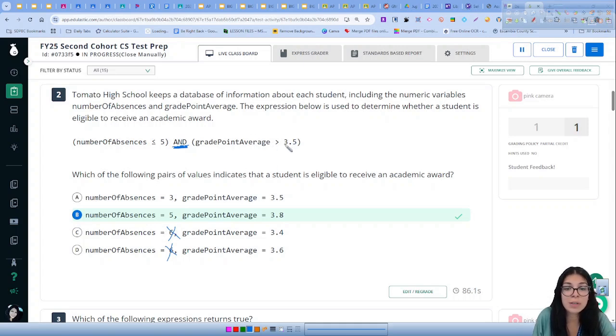And then the grade point average has to be greater than 3.5. So exactly 3.5 would not work. And 3.4 is obviously not greater than 3.5. So based on this, the only one that would end up being a possibility would be B. 5 matches less than or equal to 5, true, and 3.8 is greater than 3.5. So the answer is B.